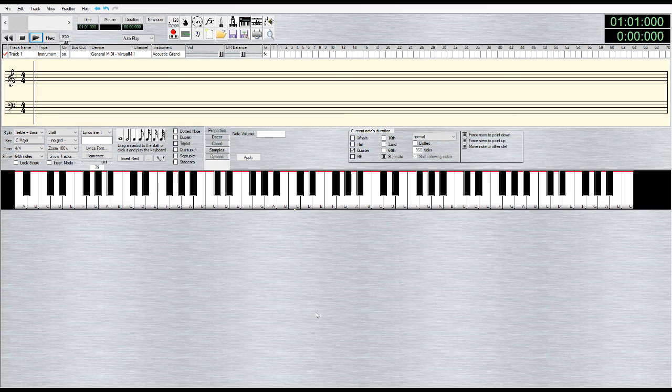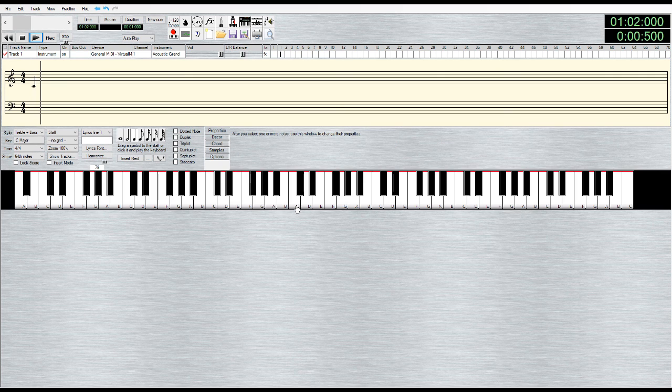So let's recap everything that we've learned so far. Right now, we're looking at a C major scale, which starts on, you guessed it, the note C, and goes all the way up to C. It just happens to be a higher C.